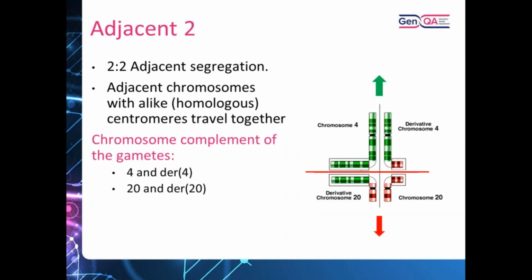The second form of adjacent segregation, adjacent 2, is where the homologous centromeres travel together. So both chromosome 4 centromeres or both chromosome 20 centromeres segregate together. Here there is a greater imbalance, and generally these are not viable. Rarely they can be, but usually they're not viable.